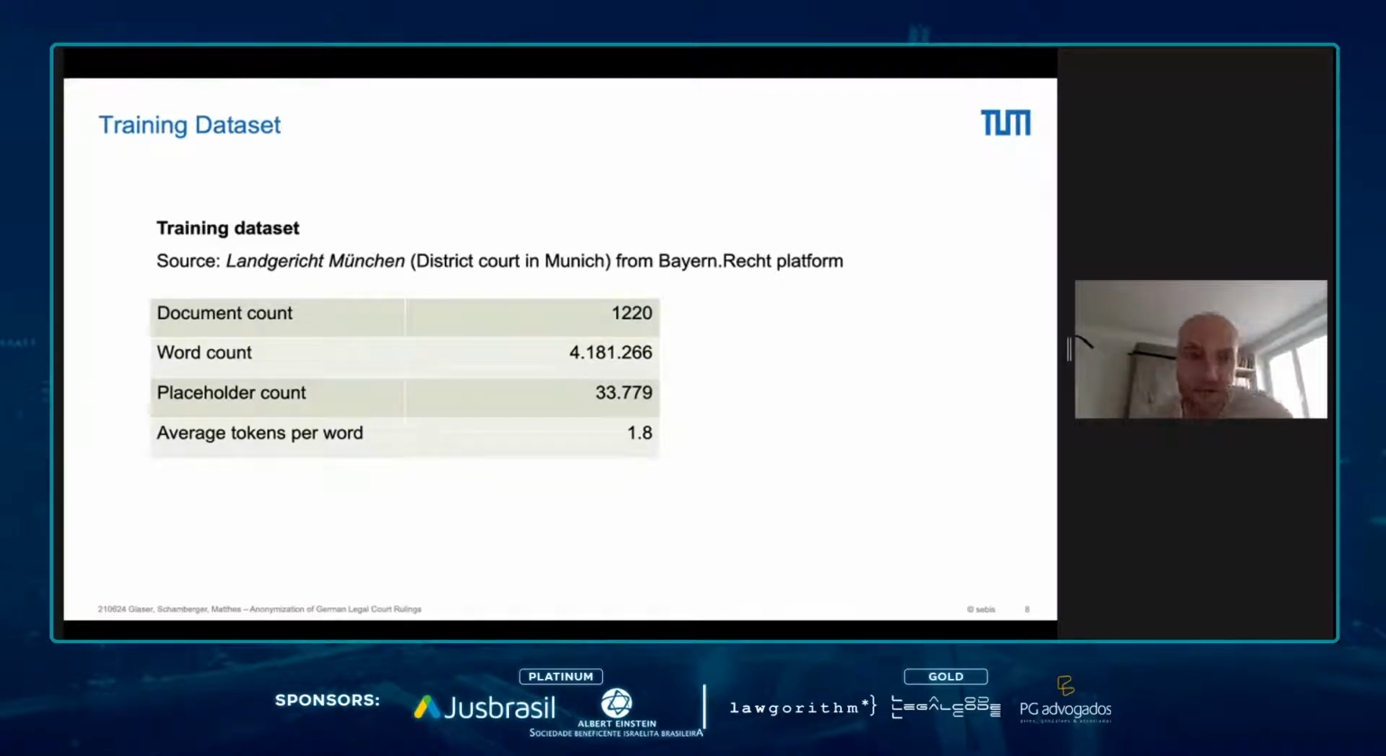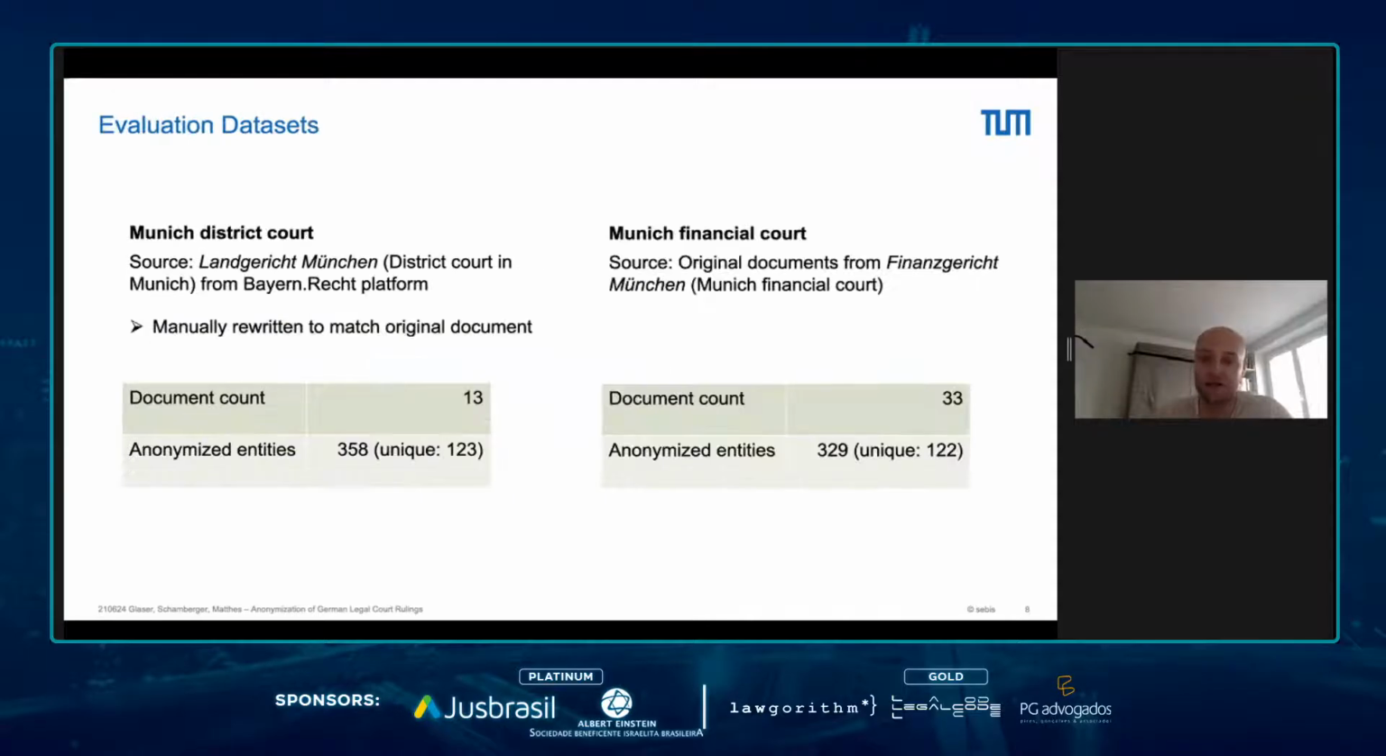We took this dataset, and for the evaluation part, we decided to take two datasets. First, we manually rewrote a small excerpt of the dataset to replace it with original information, and then we played that back to the court to ensure that it's somehow similar to a non-anonymized document. And then also from the Munich Financial Court, we got some original and anonymized documents for evaluation purposes.